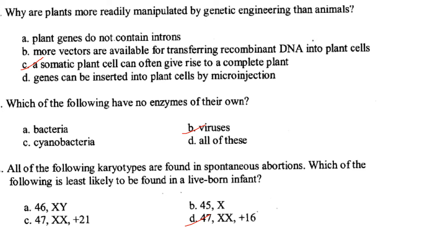Then coming to the next question. Why are plants more readily manipulated by genetic engineering than animals? Because the somatic cells of plants can often give rise to a complete plant. That means plants are totipotent. So answer is option C.